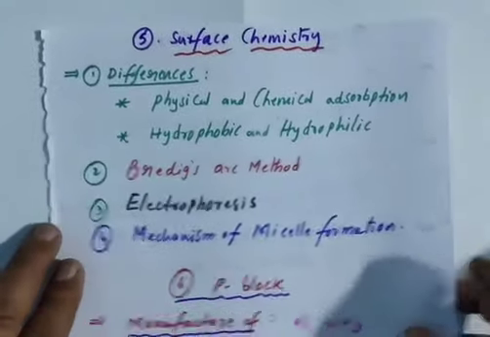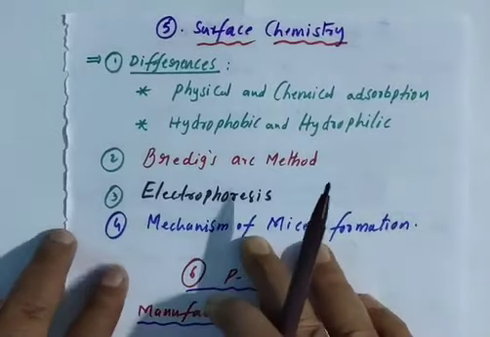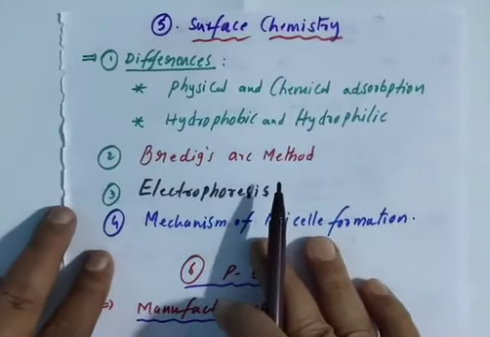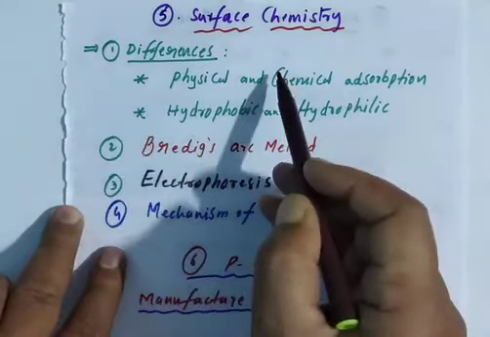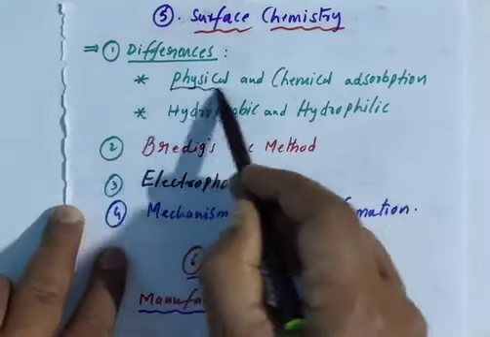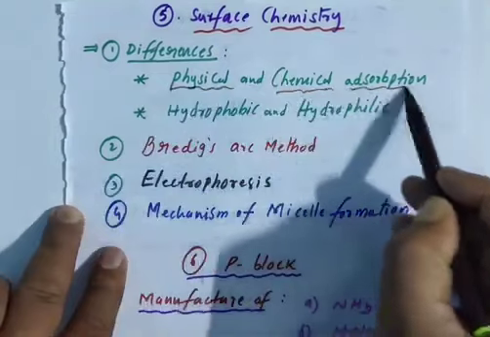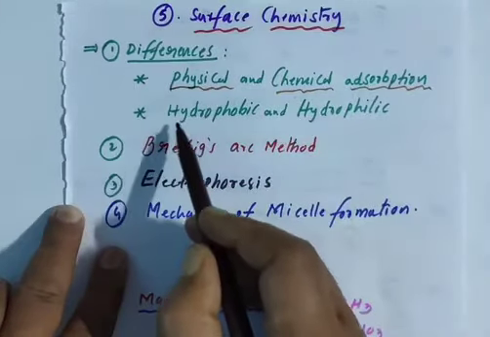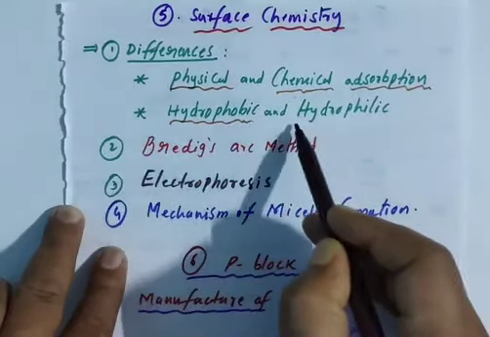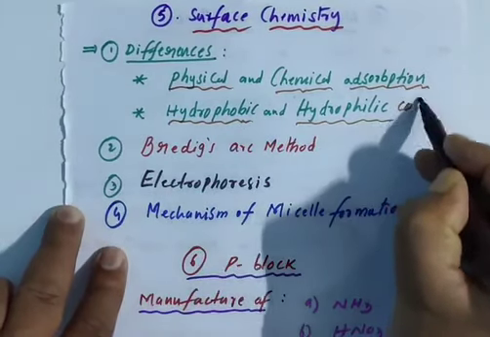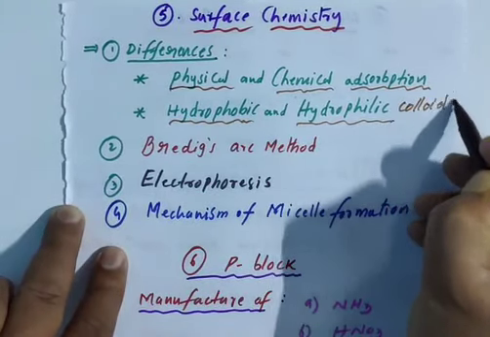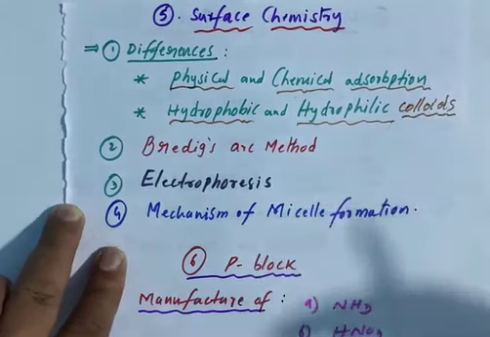Surface chemistry. In surface chemistry, only the theory part is asked here; as far as I know, no numericals are asked. That is the differences between physical adsorption and chemical adsorption. One essay question has a chance. Hydrophobic and hydrophilic colloids differences.